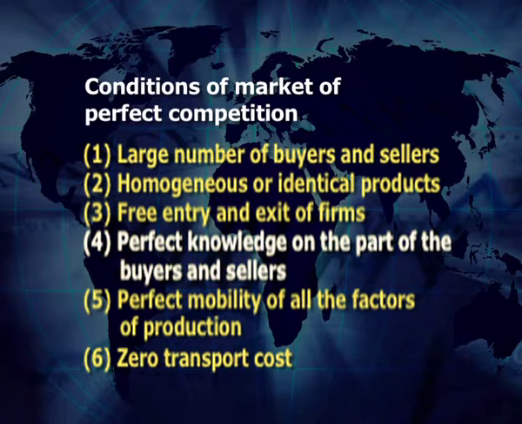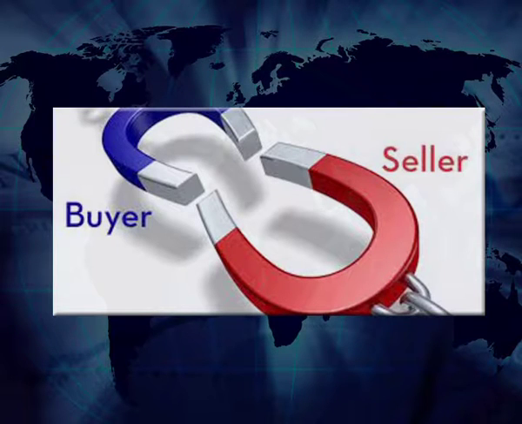Number 4, perfect knowledge on the part of buyers and sellers. In the market of perfect competition, there is a perfect knowledge about quality, quantity and price of commodity on the part of all the buyers and sellers of the market. Therefore, buyers are not ready to pay different or more prices for the same product. Because of that, producers or sellers could not get different or more prices for the same product. It means price remains the same.